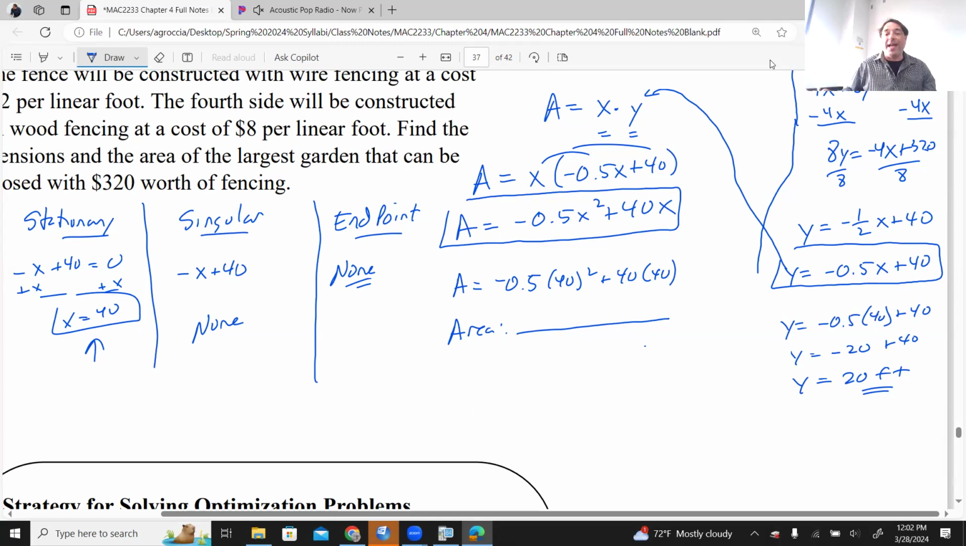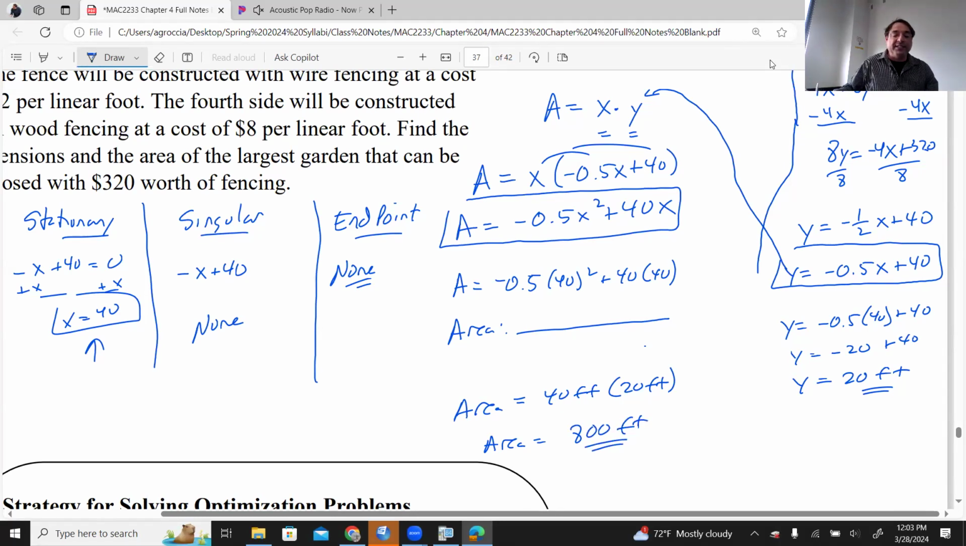Okay, and if I know that, then I know that area equals 40 feet times 20 feet, and I find out that the maximum area that I can get is 800 feet. And if I plug this in here, you'd also get 800 feet, and feet squared when we're talking about area. Okay, so you can find all your pieces just like the last one.